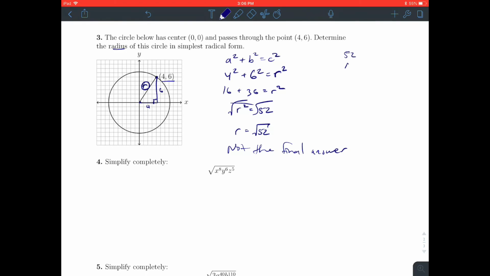So 52, I know this from playing cards, can be broken into 4 times 13, because there's 4 suits of 13 cards. 4 can be broken into 2 and 2. And so we have r is equal to the square root of 2 times 2 times 13. And 2 times 2, that's a group of 2, so that one is eliminated, one comes out, and we get r equals 2 square root of 13.